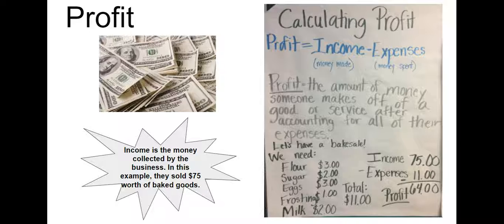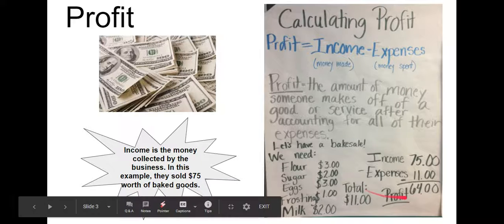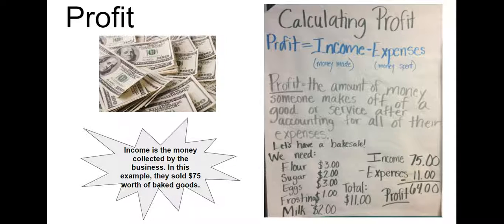Now, let's say we make all the baked goods and sell them, and we bring in $75. People are giving me $75 to buy all these goods. Technically, though, my profit, what I'm truly making, is $64, because remember, I had that expense of $11. So income minus expenses is your profit. The profit is how much you're really truly making.